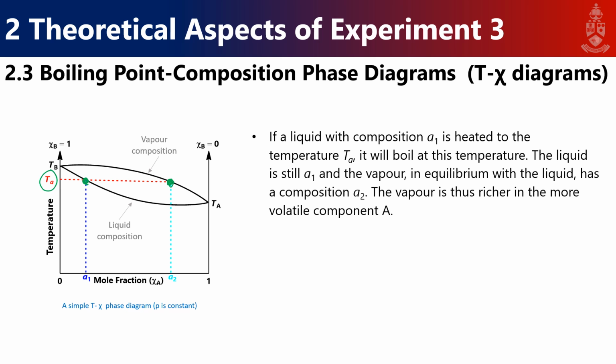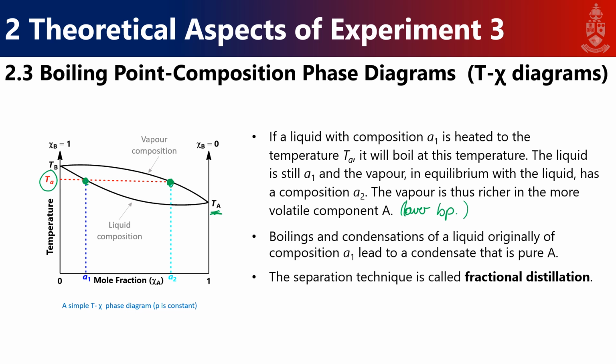Now, my vapor will have a composition that lies closer to the more volatile component. So why do I say TA is more volatile? Because TA has a lower boiling point. So lower boiling point, so that will be my more volatile component. The component with the lower boiling point will be the more volatile. So the vapor is richer in the more volatile component of my mixture.